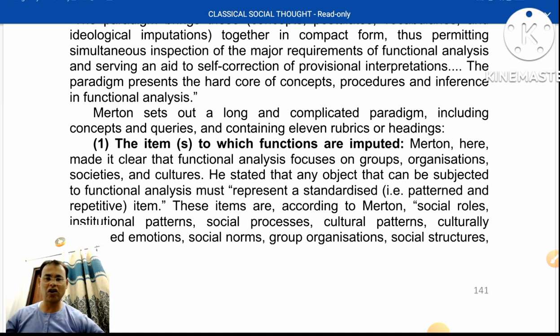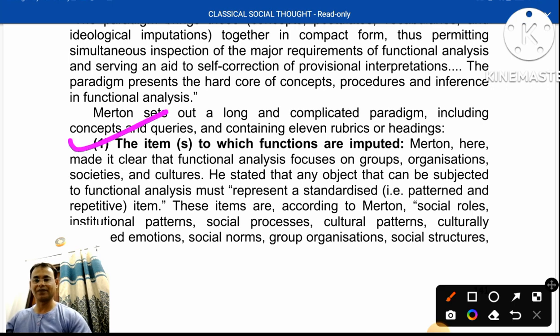Merton set out a long, complicated paradigm including concepts and queries and containing 11 headings. You must remember at least these 11 headings, which have been asked in examinations all the time, in UGC NET as well as academic examinations. So you must remember the item to which functions are imputed. Merton made it clear that functional analysis focuses on groups, organizations, societies and culture. He stated that any object that can be subjected to functional analysis must represent a standard item. So this is the first.